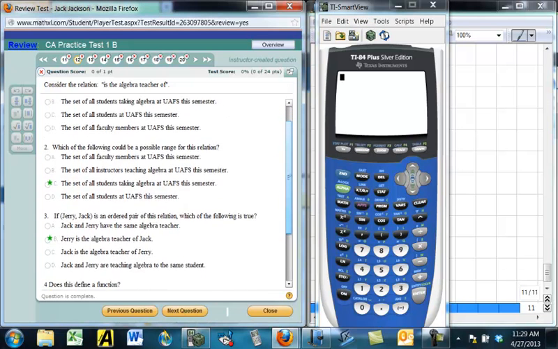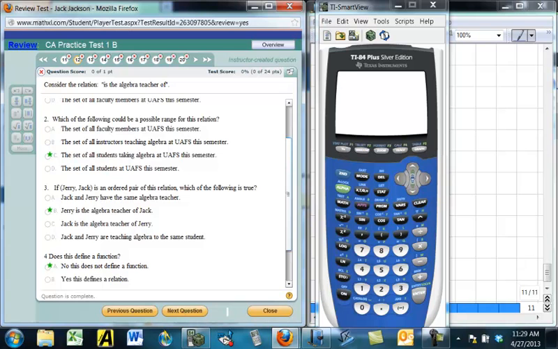If (Jerry, Jack) is an ordered pair of this relation, which of the following is true? You place this statement between the two things and read them in order: blank is the algebra teacher of blank. The first blank is the first coordinate, the second blank is the second coordinate. So Jerry is the algebra teacher of Jack. Jerry's the algebra teacher, Jack is the student.